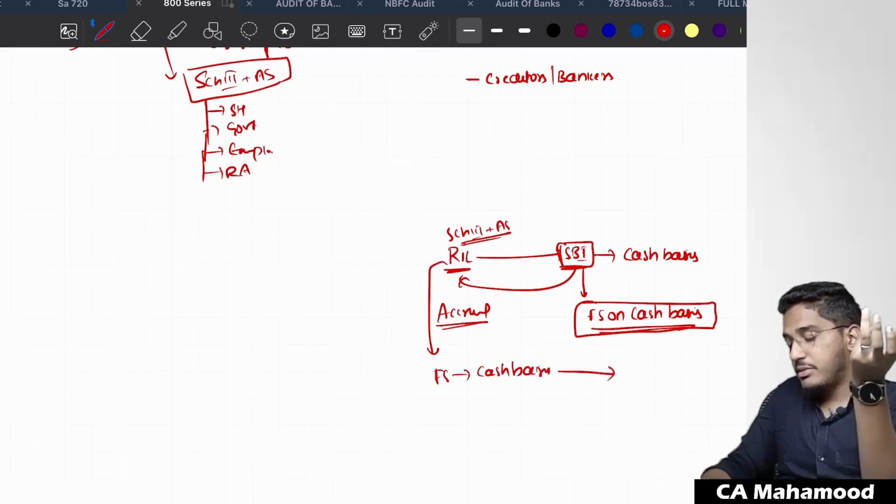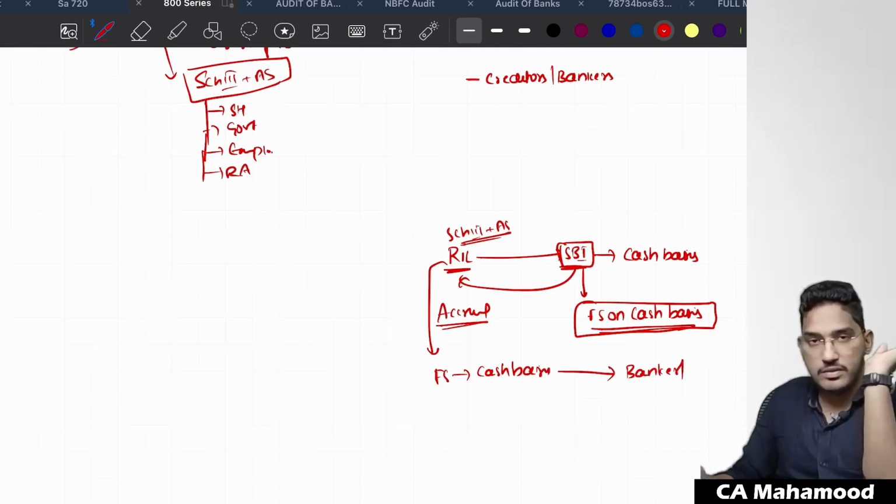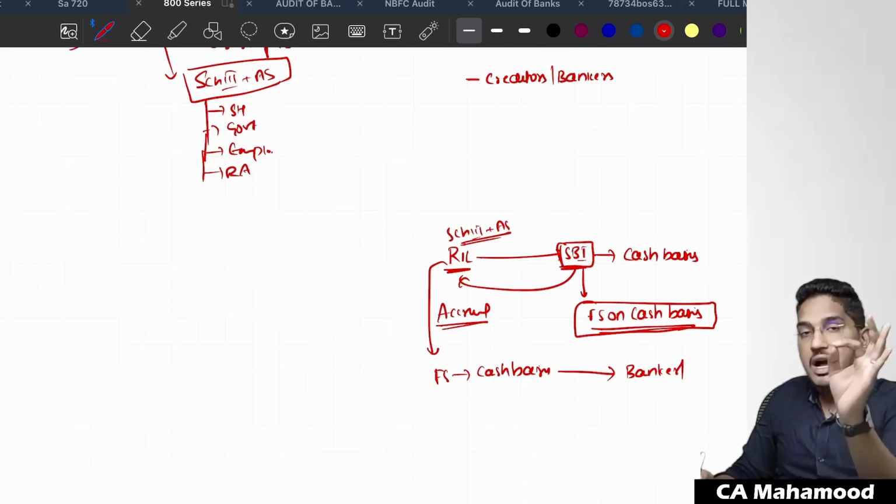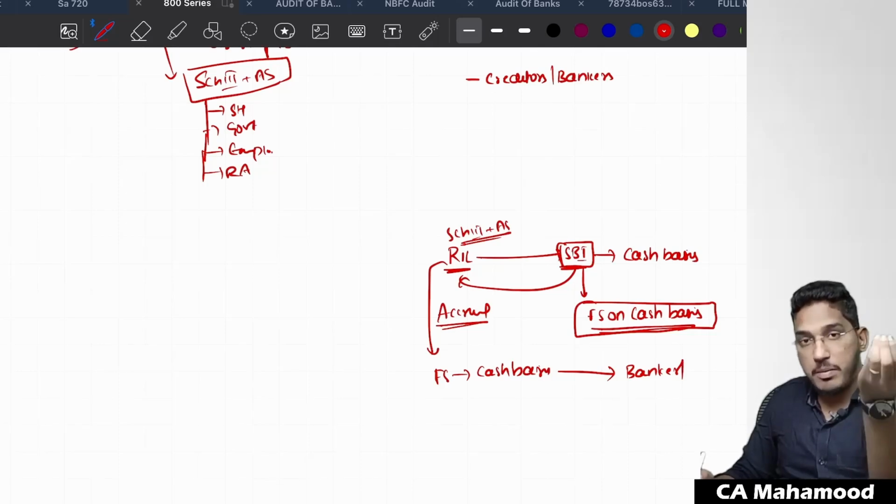And those financial statements will be fulfilling the information needs of only one specific user. In our example, he is a banker or creditor. So exclusively to fulfill the requirements of the banker, we have prepared the financial statements on cash basis. So Reliance Industries Limited prepared the financial statements on cash basis only to fulfill the requirements of the banker.